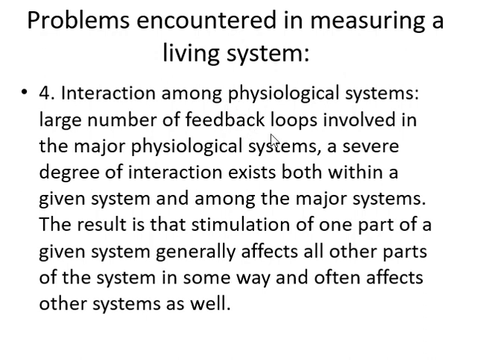And the fourth problem is interaction among the physiological systems. A large number of feedback loops are involved in the major physiological systems. A high degree of interaction exists both within a given system and among the major systems. The result is that stimulation of one part of a given system generally affects all the other parts of the system in some way, and often affects the other systems as well.